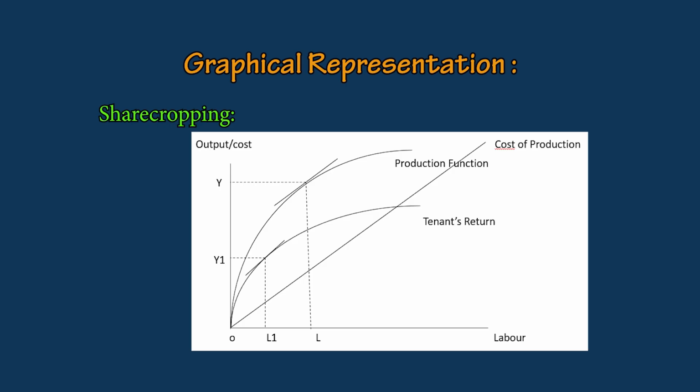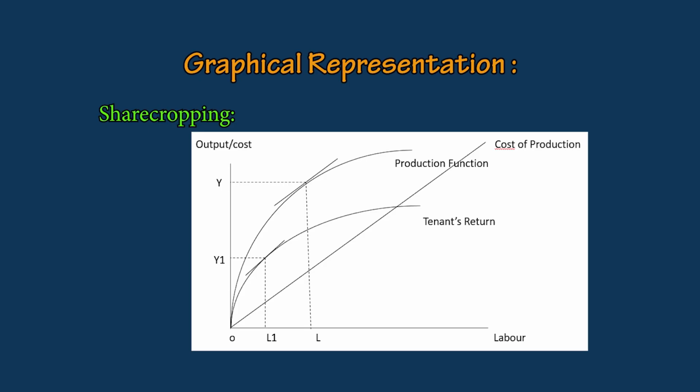Now, once we represent the production function and tenant's return curve, the next question that arises in our mind is, what will be the optimal level of output? See here, the tenant is the production decision maker, as in the case of fixed rent contract. So, the tenant will set the output level where the slope of the tenant's return curve will be equal to the slope of the cost of production line. Now, in this case, this occurs at the output level Y1 and the corresponding employment level L1.